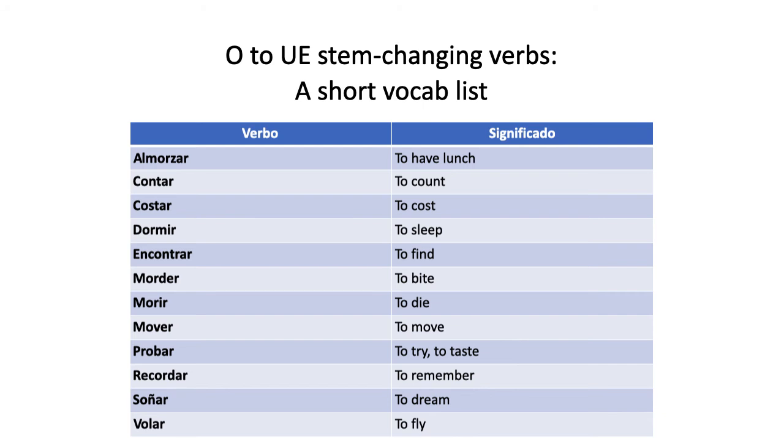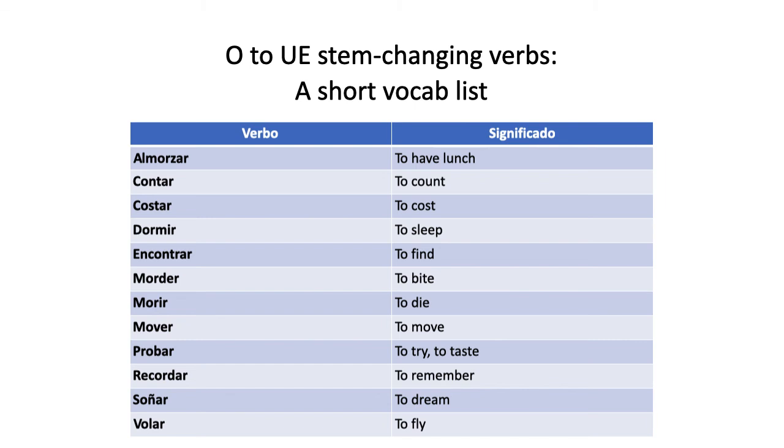Almorzar means to have lunch. Contar means to count. Costar means to cost, as in the cost of things, right? Cuánto cuesta means how much does it cost. And in that question, cuánto cuesta, notice that I changed the O for an UE, right? It's not cuánto costa, it's cuánto cuesta. Dormir means to sleep.